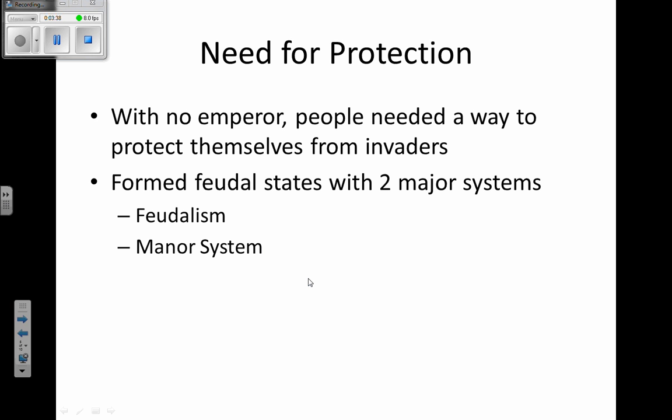So with no emperor, people needed a way to protect themselves from these invaders. I just showed you the four groups of invaders that were common at this time. They were running in and out of Europe, and people were constantly fearing them coming in. So they decided to turn to a new system to earn protection. They formed feudal states that had two major systems on it. The first one was feudalism, and then there was the manor system.